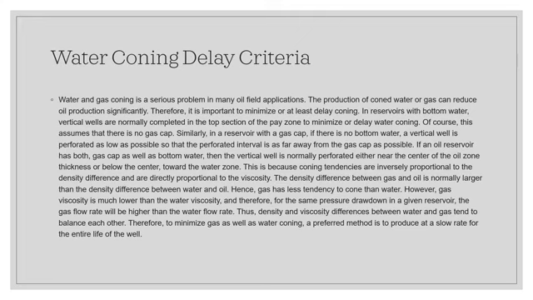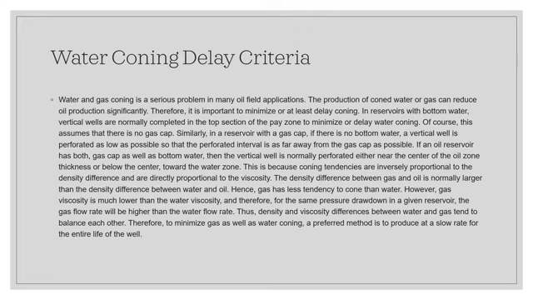Similarly, in a reservoir with a gas cap, if there is no bottom water, a vertical well is perforated as low as possible so that the perforated interval is as far away from the gas cap as possible. If an oil reservoir has both gas cap as well as bottom water, then the vertical well is perforated either near the center of the oil zone thickness or below the center toward the water zone. This is because coning tendencies are inversely proportional to the density difference and are directly proportional to the viscosity. The density difference between gas and oil is normally larger than the density difference between water and oil.